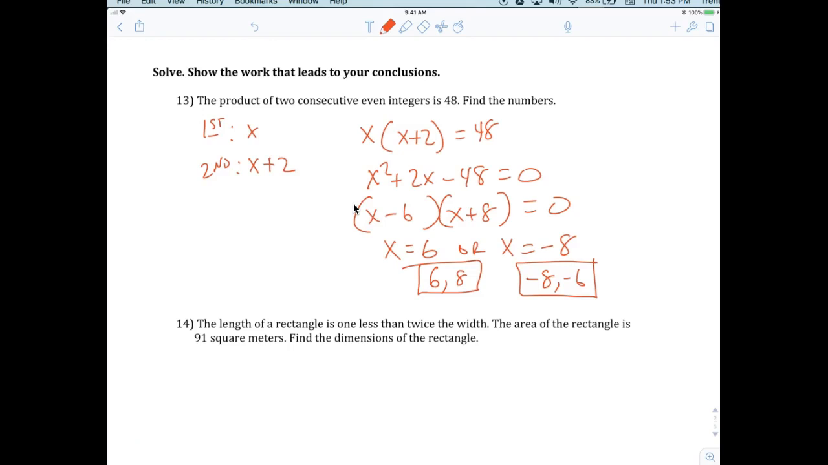Come on, guys. Don't tell me you're confused. Look, if x equals 6, come on, look how simple this is. Do I agree x equals 6? So, if the first number is x, the next number is x plus 2. So if this answer is 6, the next number is going to be 8. If the first x is negative 8, the next number is going to be negative 6.